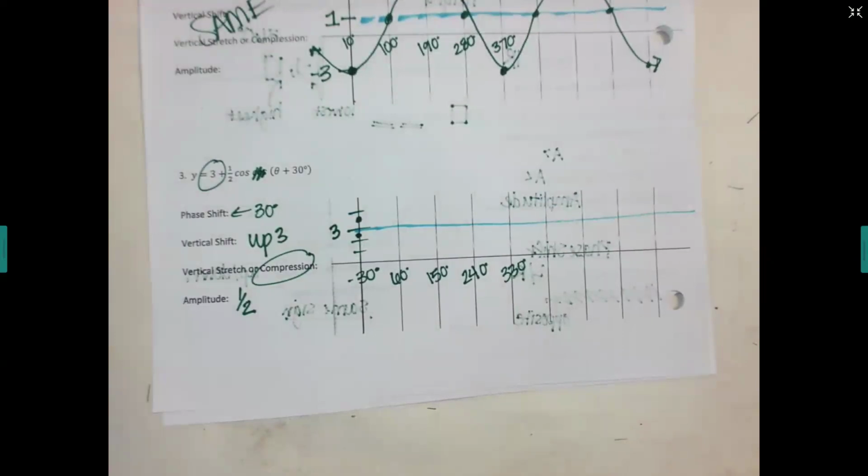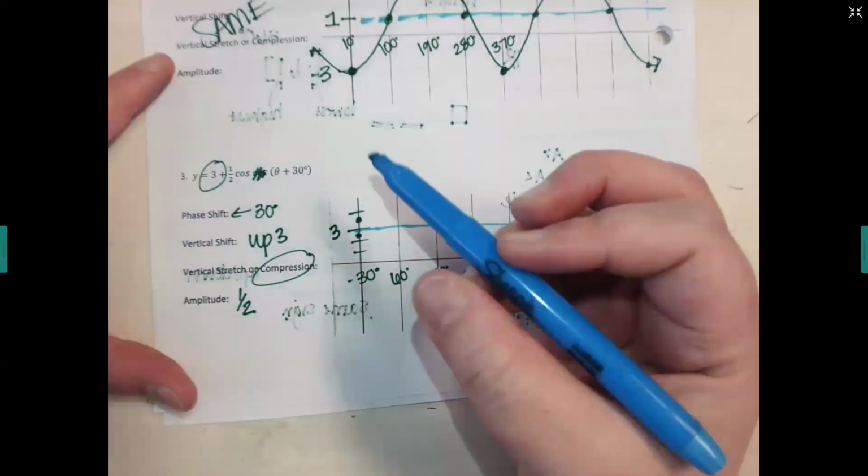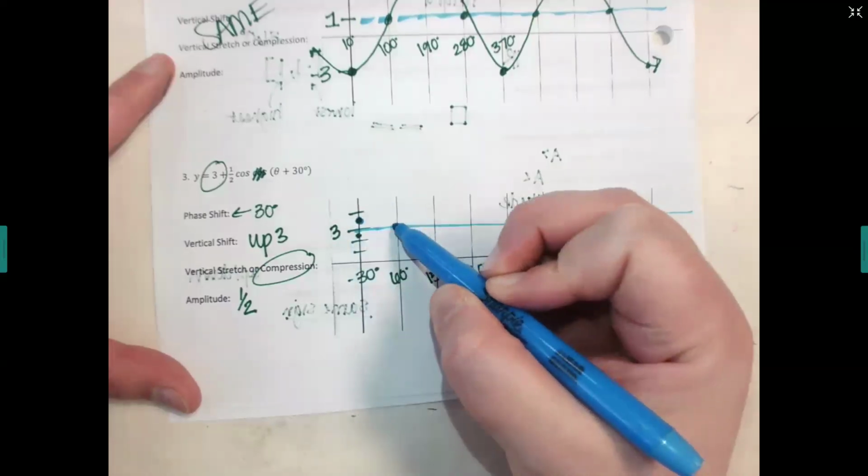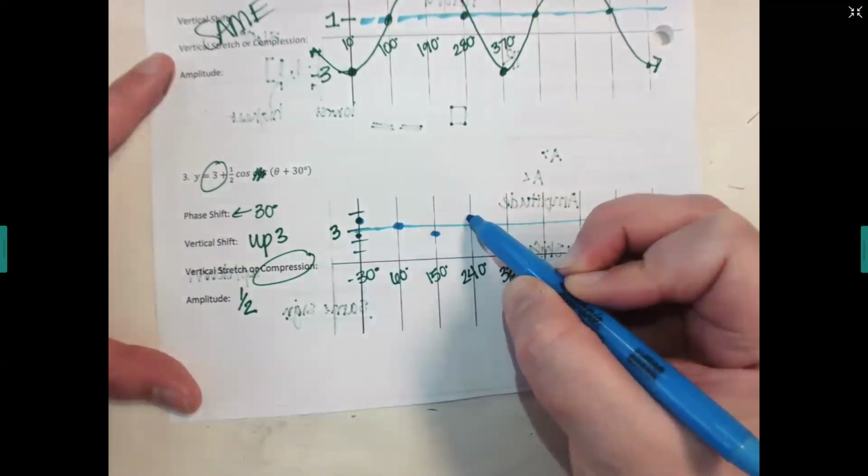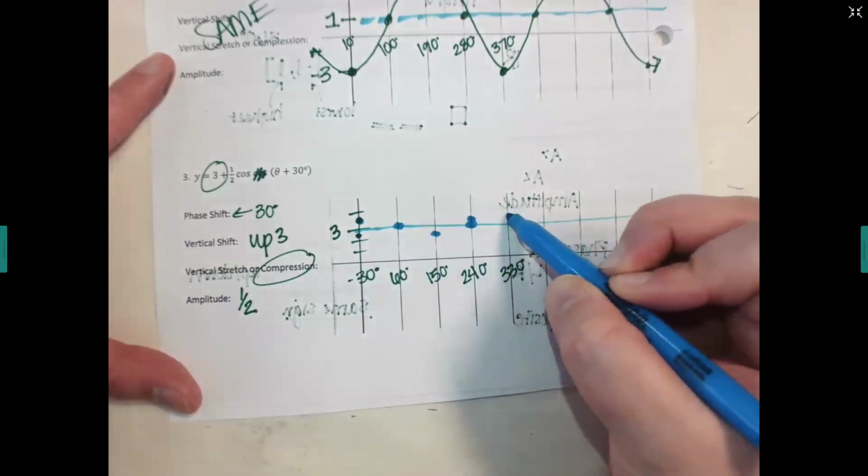Okay, then remember your typical cosine graph, it's going to start at the top of the wave. So you're going to go top, middle, bottom, middle, top, like that.